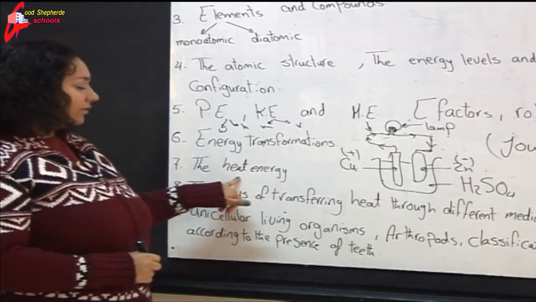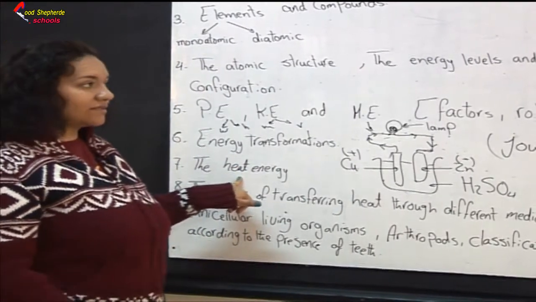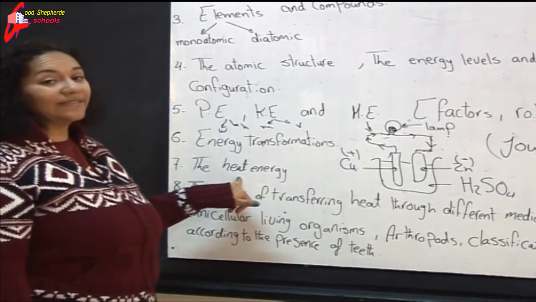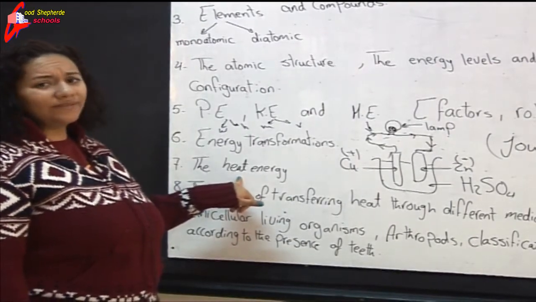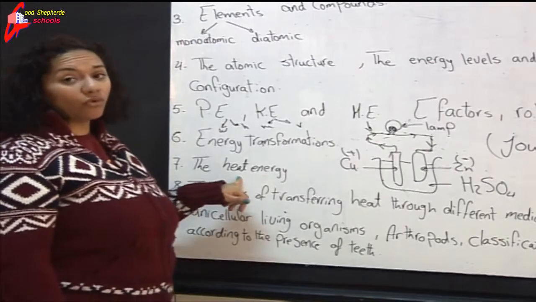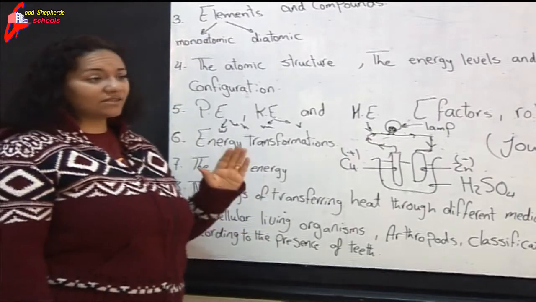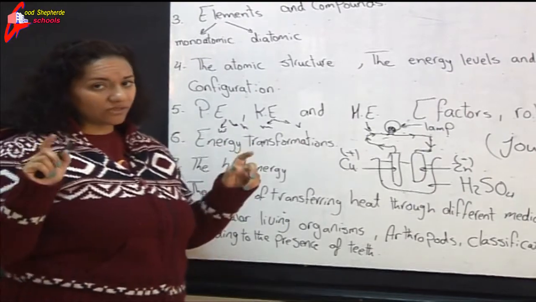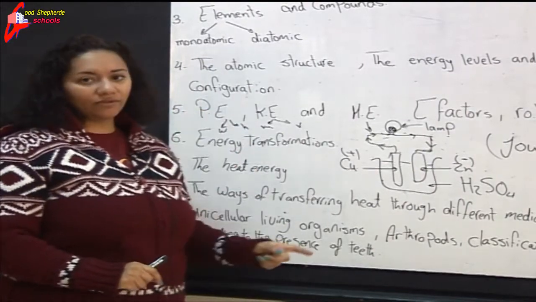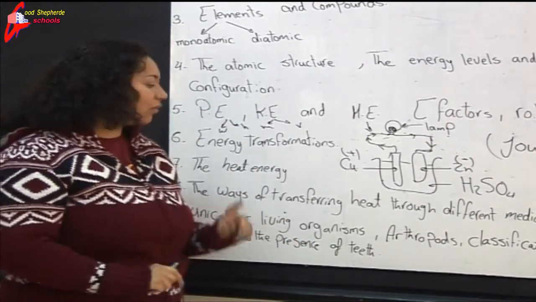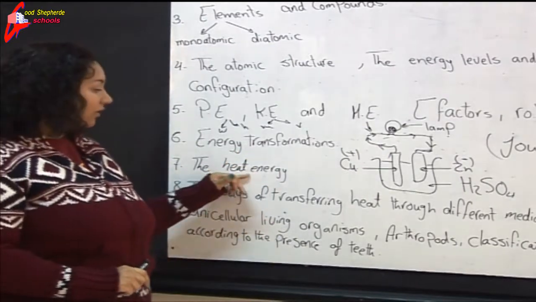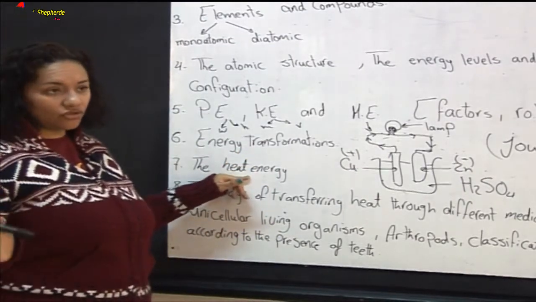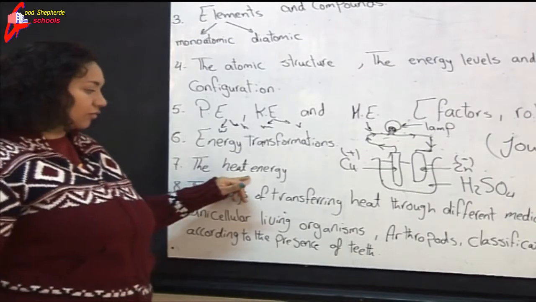The third lesson in this unit is about heat energy. What is heat? Heat is a form of energy that is transferred from a higher temperature object, which is hot, to a lower temperature object, which is cold. So heat is transferred from a higher temperature or hot object to a cold object.